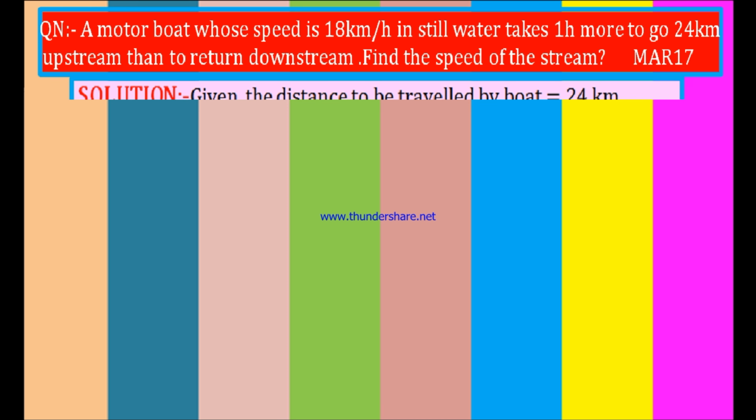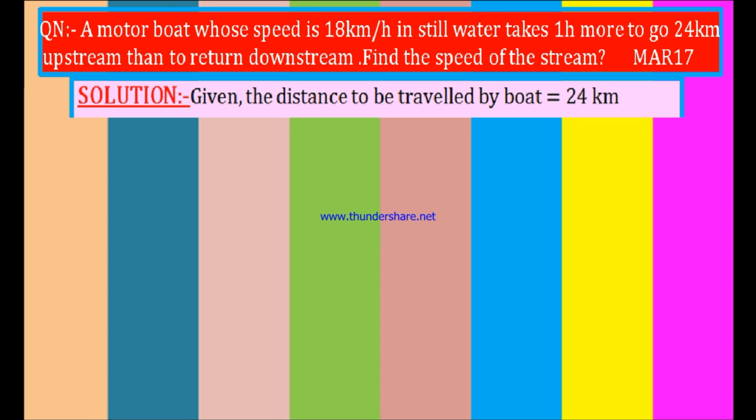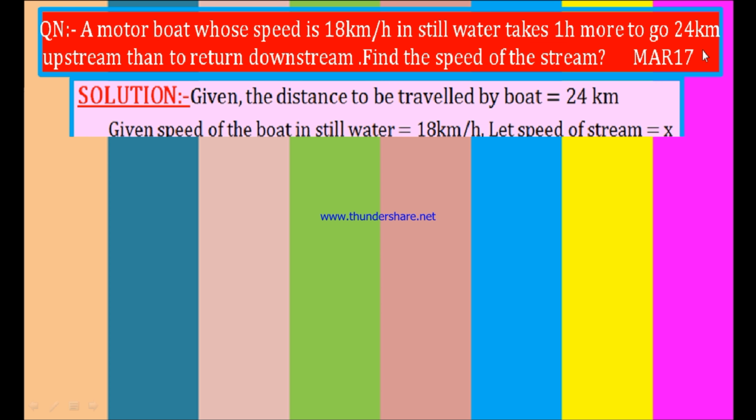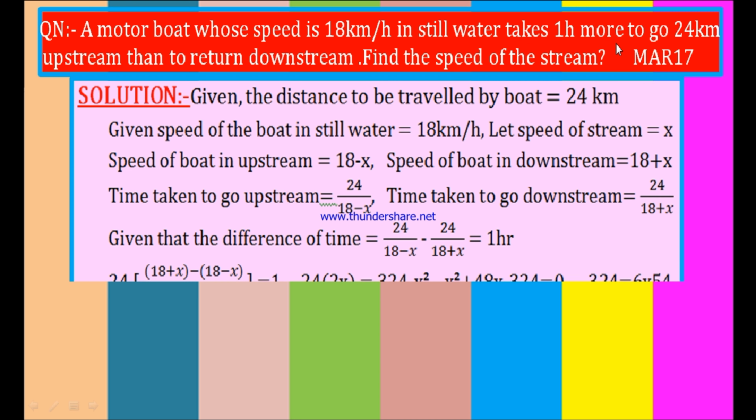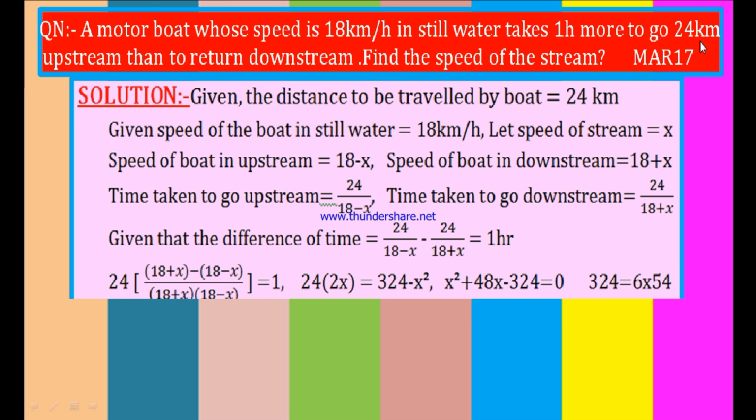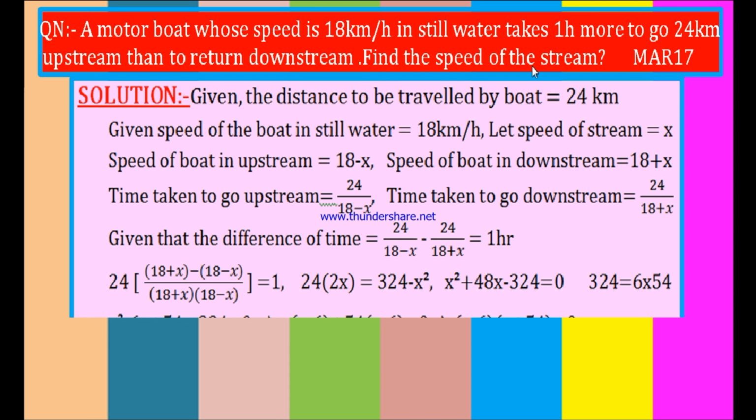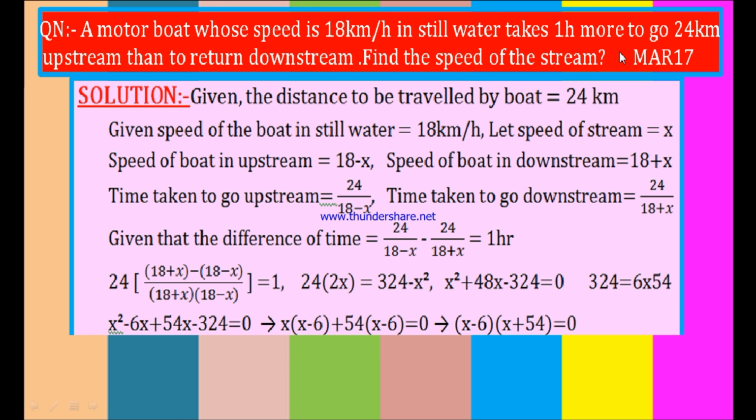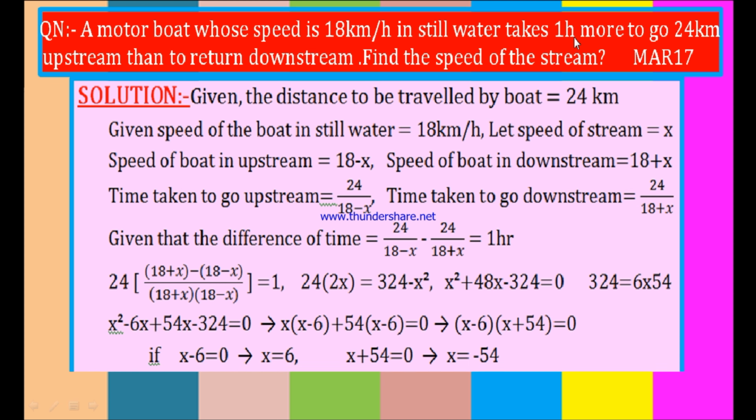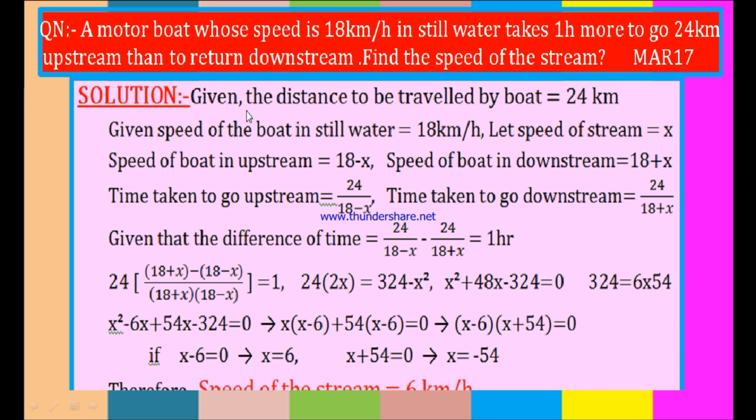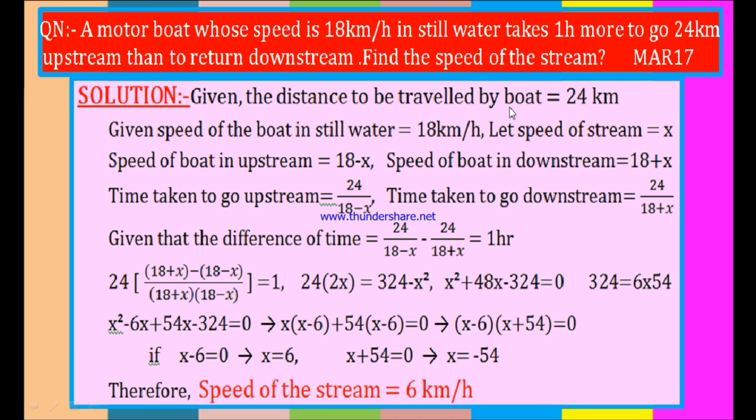Here is the solution. Now we are given that the distance travelled by the boat in one side is 24 kilometers. The boat has to travel 24 kilometers upstream, and in return again it has to travel 24 kilometers. If the boat travels upstream from one position to a second position, while it is returning, it may travel downstream. First of all, let us write the distance to be travelled by the boat. The distance to be travelled by the boat is 24 kilometers.